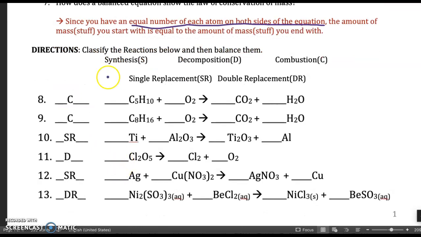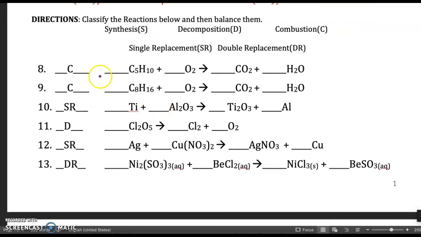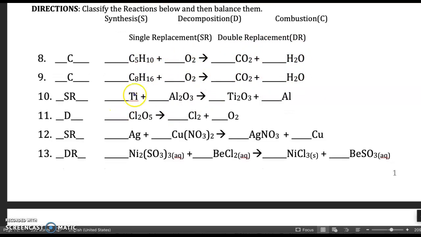Now what we're talking about here is classifying the reactions and balancing them. I already classified here. The first two are combustion because I have a carbon compound, carbon and hydrogen, with oxygen making CO2 and H2O. Next one, I have a metal element, an ionic compound, and Ti and Al switch spots. That's single replacement. Same thing with number 12, metal switching spots. Double replacement: 2 metals in different compounds are switching spots, and that's what I see here, Be and Ni switching spots. And lastly, number 11 is decomposition because I start with one reactant and go from there.